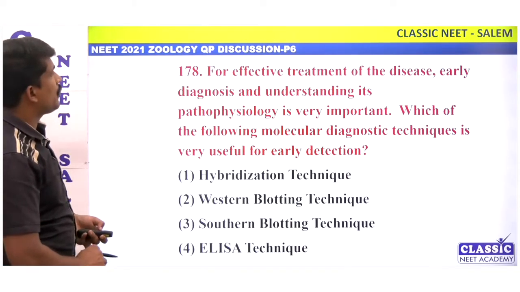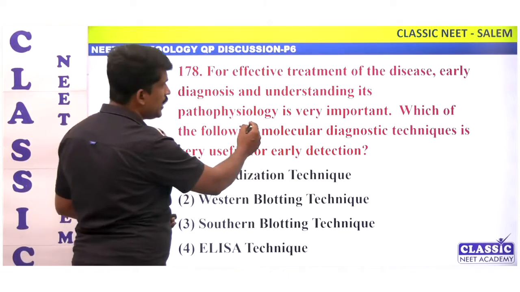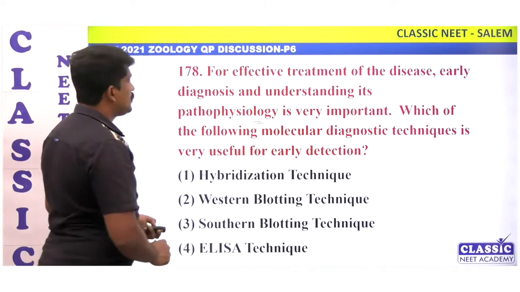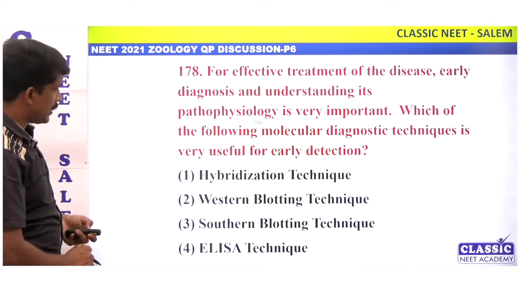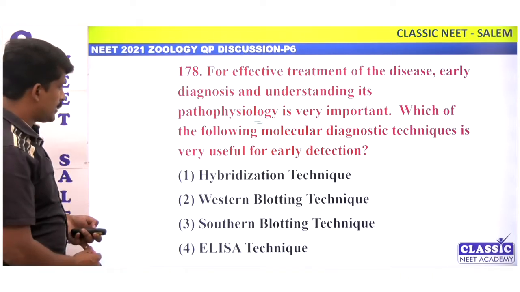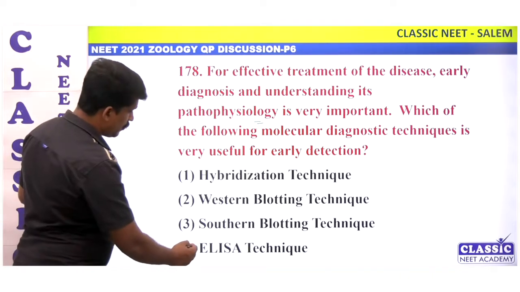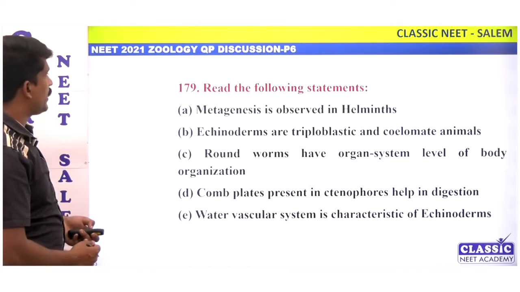For effective treatment of the disease, early diagnosis and understanding its pathophysiology is very, very important. Which of the following molecular diagnostic techniques is very useful for early detection? Among the given options, it is given in the NCERT directly. In that it is given ELISA. So we will go with the enzyme linked immunosorbent assay. That will be the right answer.